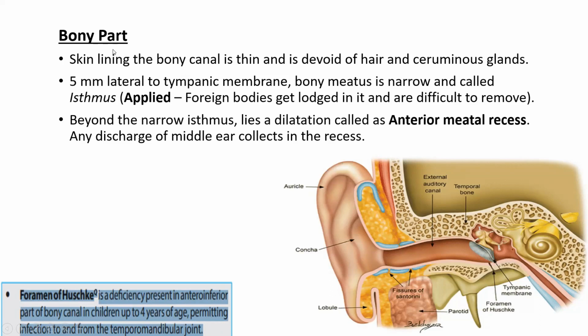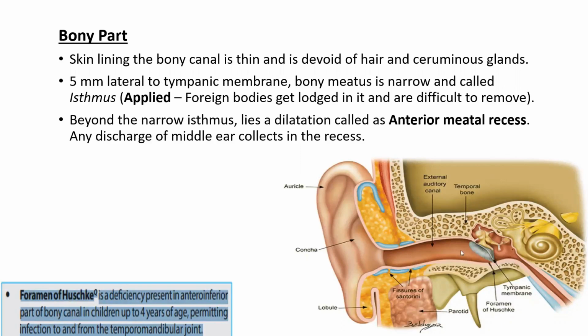Let's start with another important part of the external auditory meatus, the bony part. This bony part covers around 2/3 of the external auditory meatus. The skin lining the bony part is thin. In comparison with the cartilaginous part, the skin covering the bony part is thin and devoid of hair follicles and ceruminous glands. There is no ceruminous gland in the bony part of the external auditory meatus.